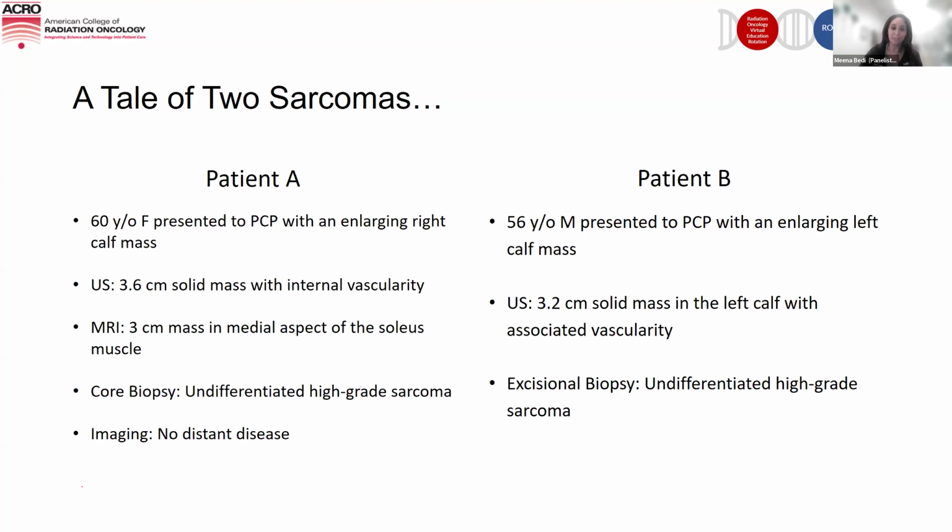Patient B is very similar to patient A, 56-year-old male, left calf mass, about 3 centimeters on ultrasound with associated vascularity, but had an excisional biopsy. Again, the path, similar to patient A, was an undifferentiated high-grade sarcoma. Next slide, please.